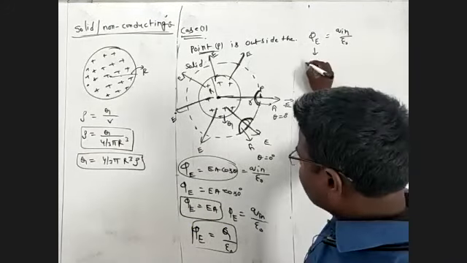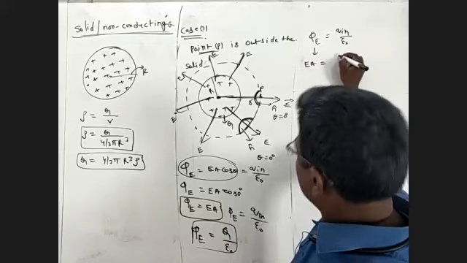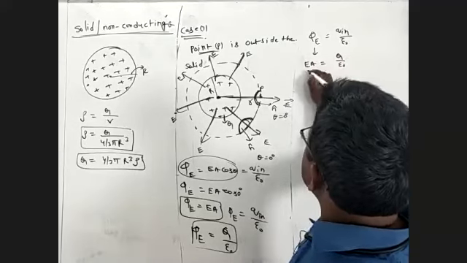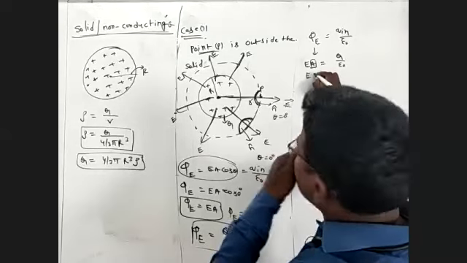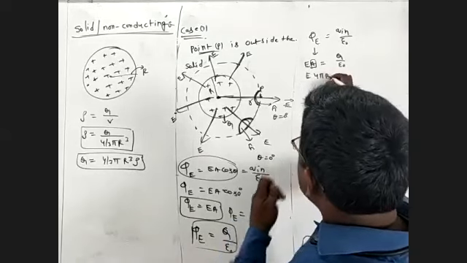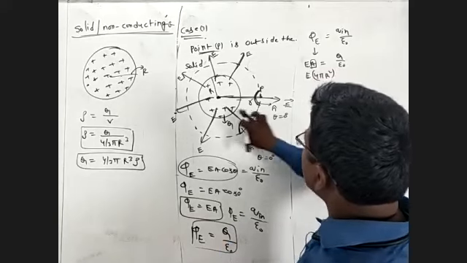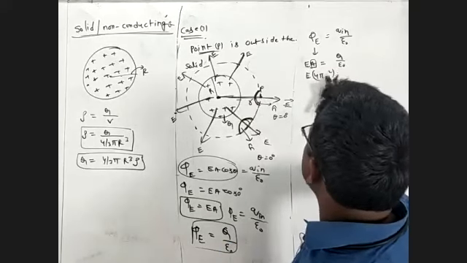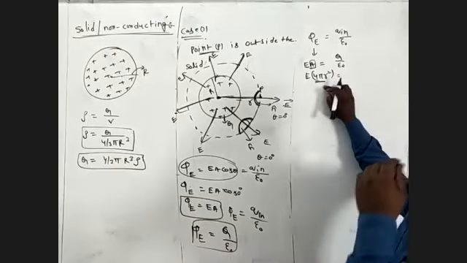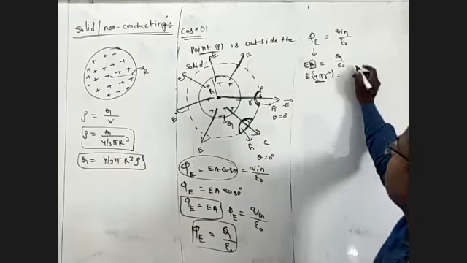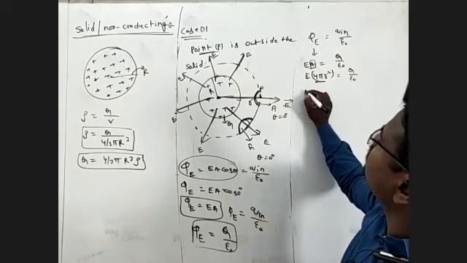So what is phi E? It is EA, equal to Q by epsilon naught. What is the area of the sphere? It is 4 pi r square, where the distance from here to here is r. This is the Gaussian surface, and we need the area of the Gaussian surface. So E A is equal to Q by epsilon naught.